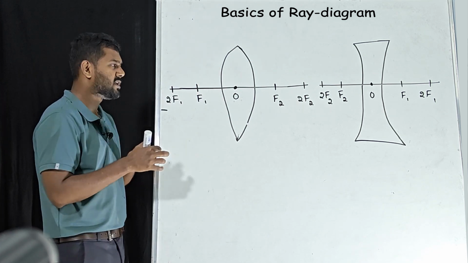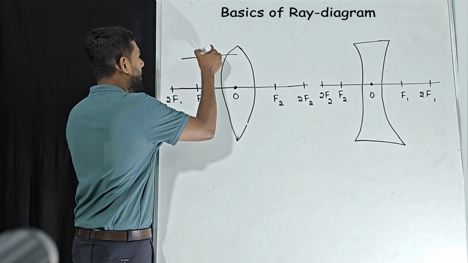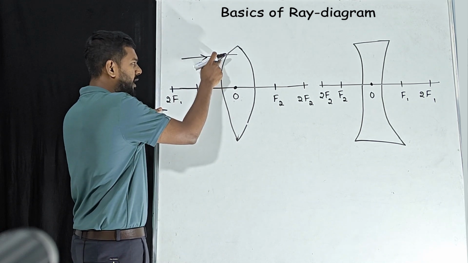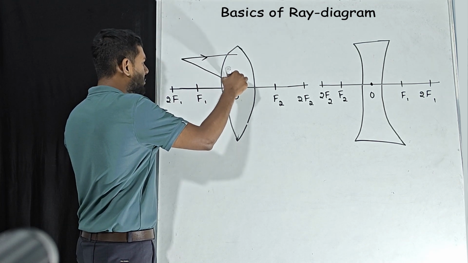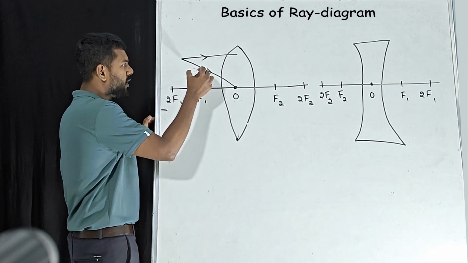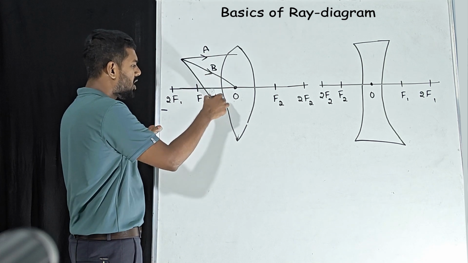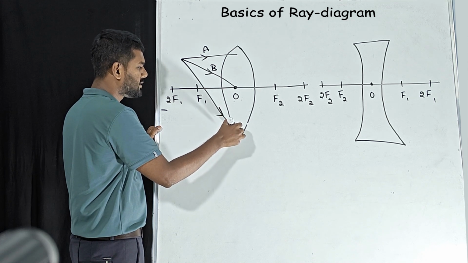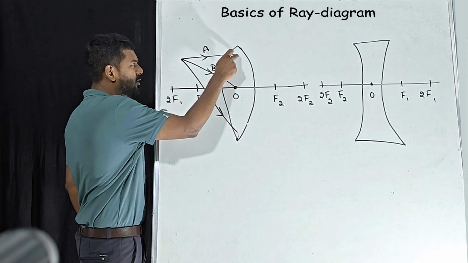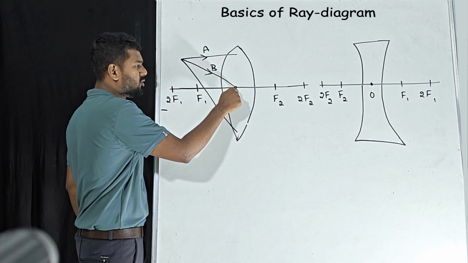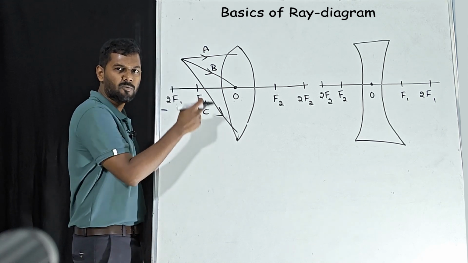Now we'll talk about the rays. There are three possible rays. One, a ray of light can be parallel to the principal axis. Then a ray of light can pass through the optic center. We'll name them A and B. Then there is one more ray, we'll assume it as C, which is not parallel to the principal axis.